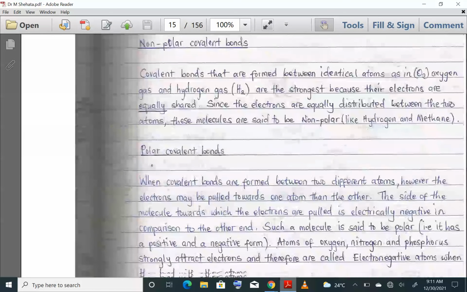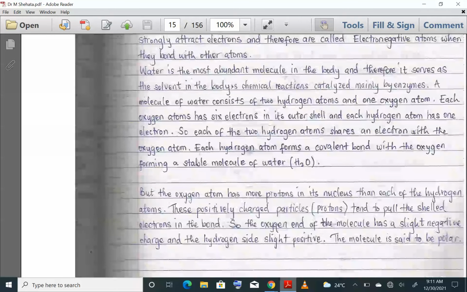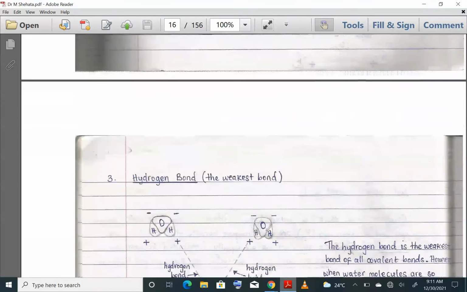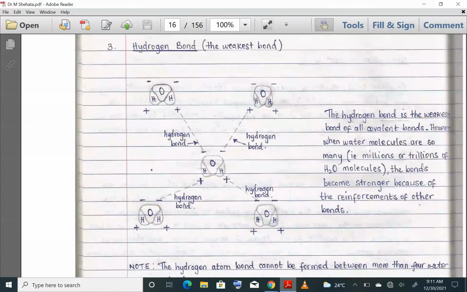So these notes are basically explaining everything that I've just explained, but I wanted to use the pictures because they are more helpful. So that's really it. The next part we'll talk about is hydrogen bonds.